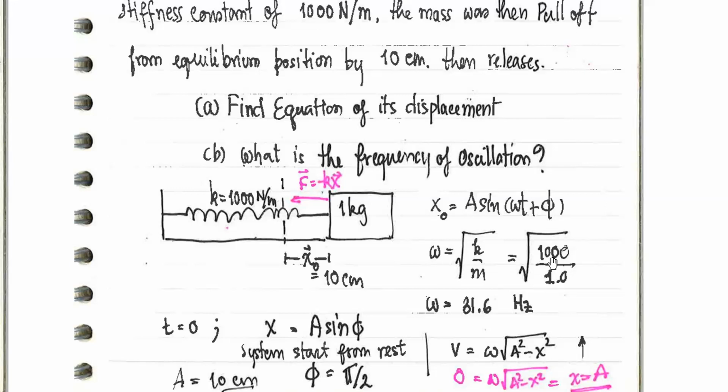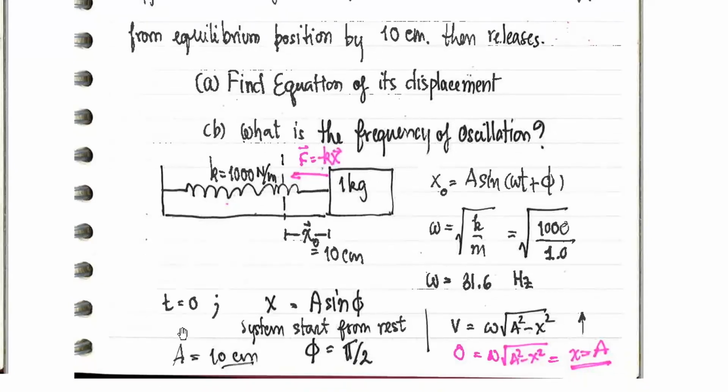So we have the square root of 1,000, which is 10 times the square root of 10. The square root of 10 is 3.16, times 10. You get omega equal to 31.6 hertz.